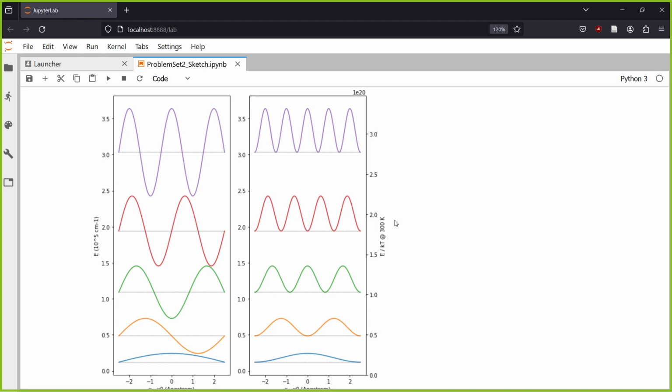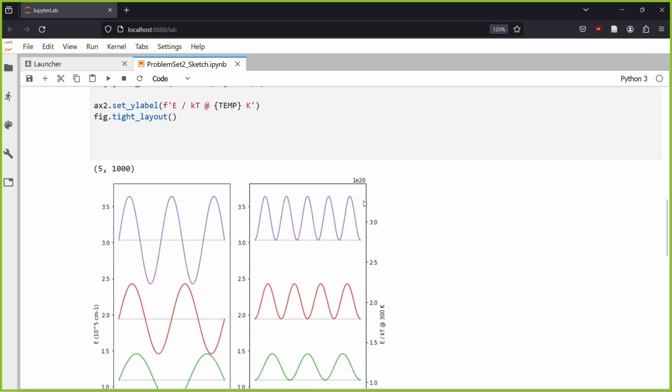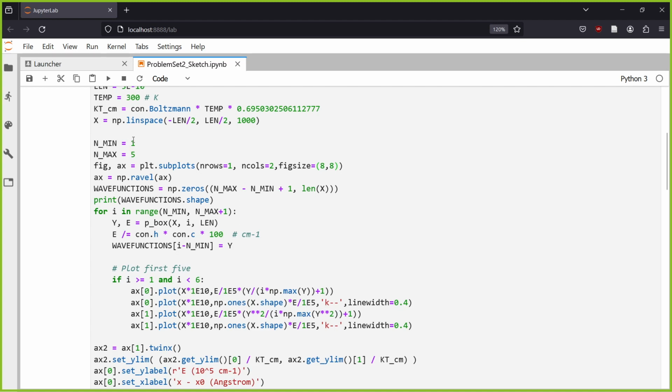All right, so let's just take this to an absurd maximum, and let's look at n equals 90. Let's look at n equals 95 to 100.